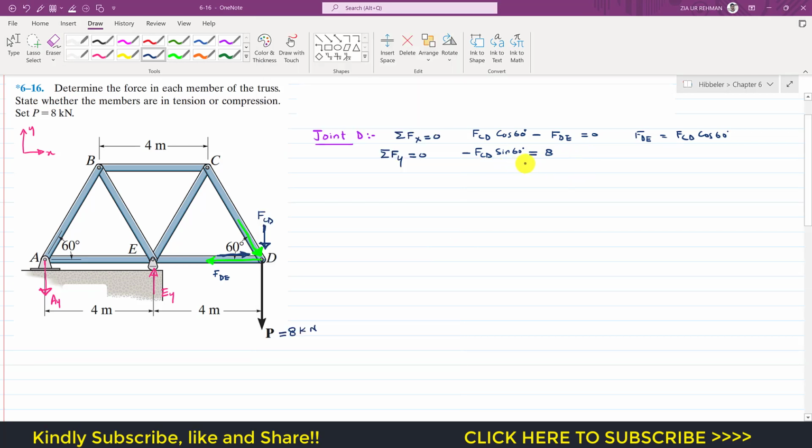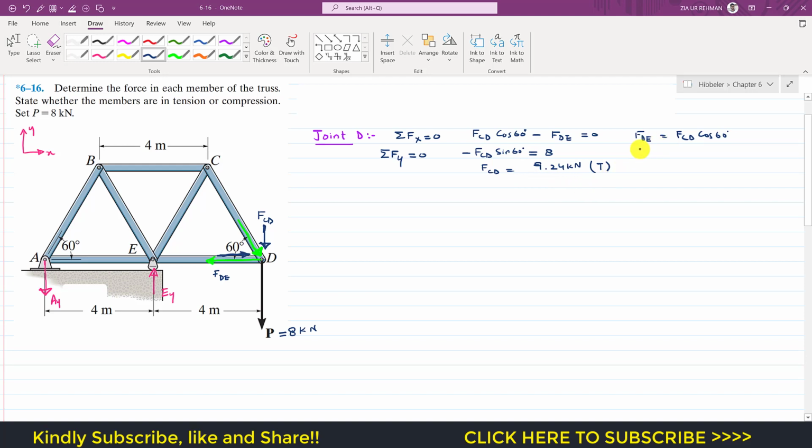So FCD is minus 9.24 kilonewton. This means that the assumed direction of FCD is not accurate, since we get this minus sign. So from this we can say that the FCD magnitude is 9.24 kilonewton and it is acting away from this joint D. The minus sign indicates that we have to reverse the direction. If it is acting away from this joint D, then it is the tension force, or we can say that the CD member is in tension.